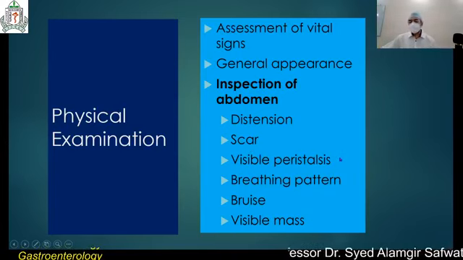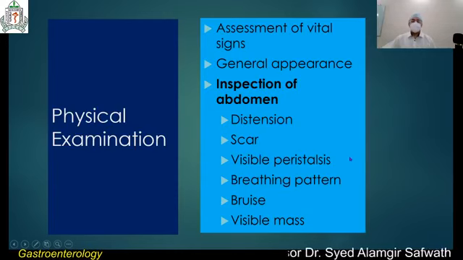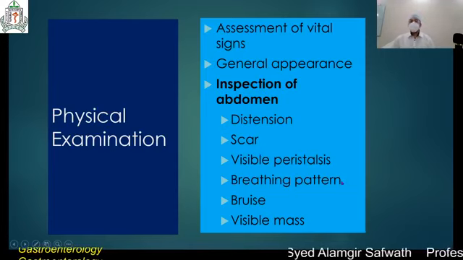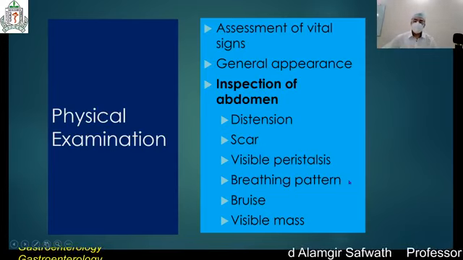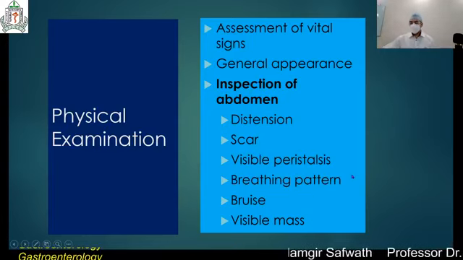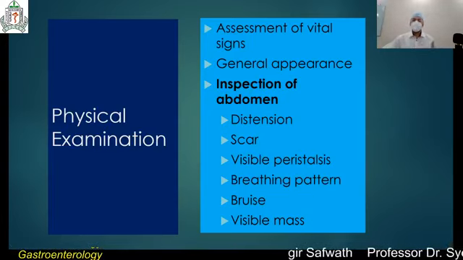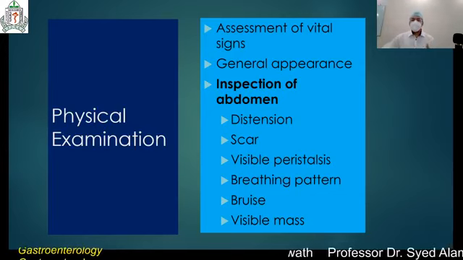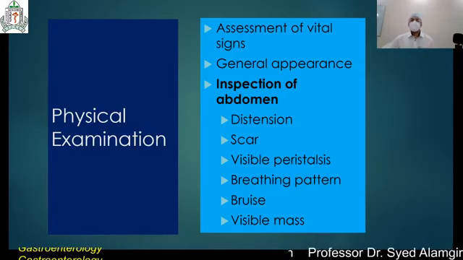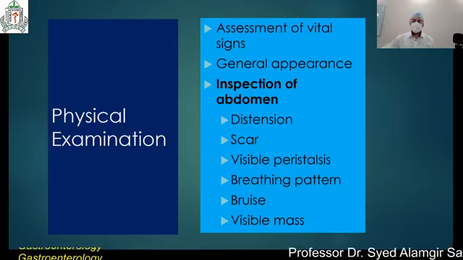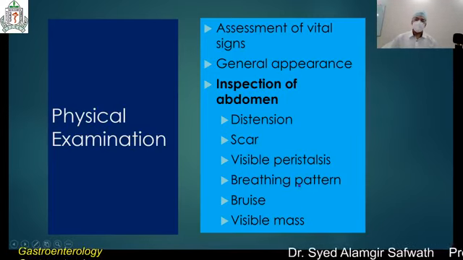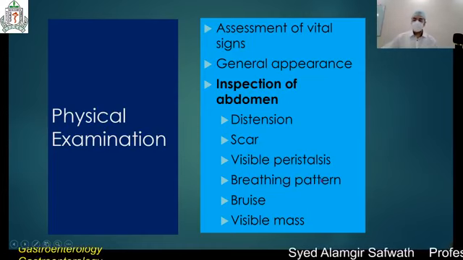Look for visible peristalsis. If there is any visible peristalsis, it will give you a clue about intestinal obstruction. Look at the breathing pattern. Sometimes in a patient with severe abdominal pain, you will find that the patient is taking respiration very cautiously so that he is not moving the abdomen. There is absence of abdominal movement during respiration. It happens when the peritoneum is inflamed. With respiration, the patient feels severe pain, so he tries to breathe without moving the abdomen. So see the breathing pattern. If there is absence of abdominal movement, you will think that there is some peritonitis.